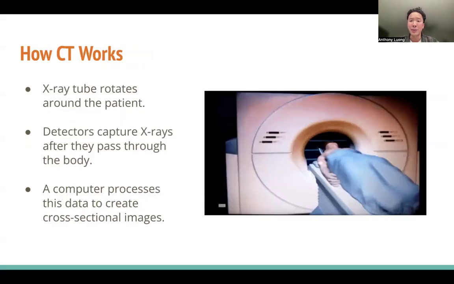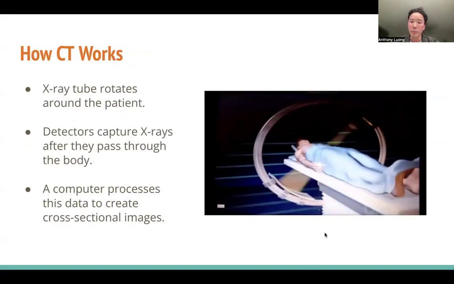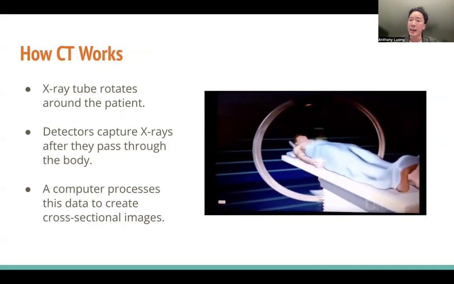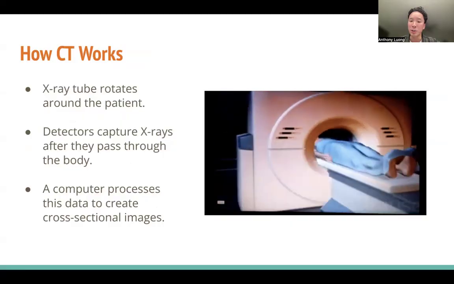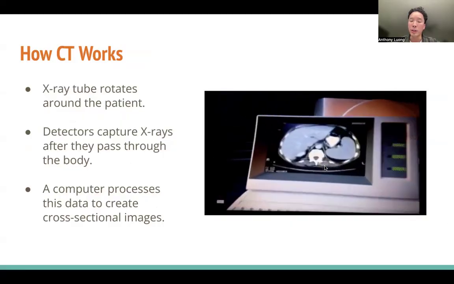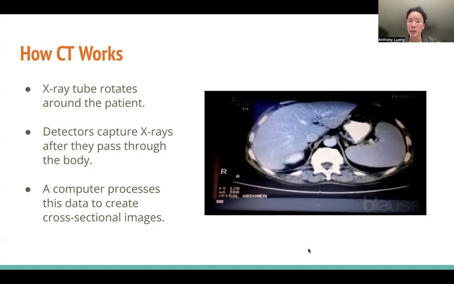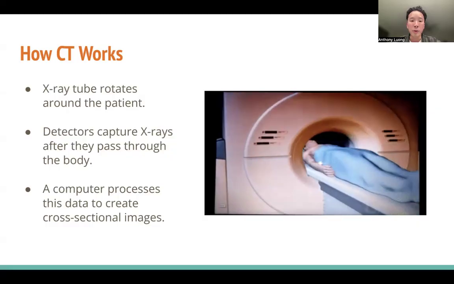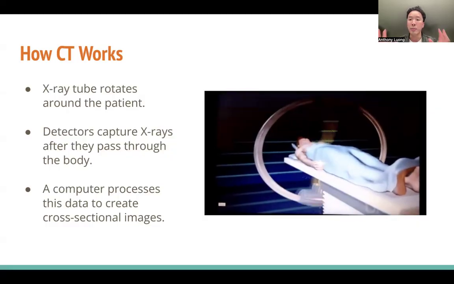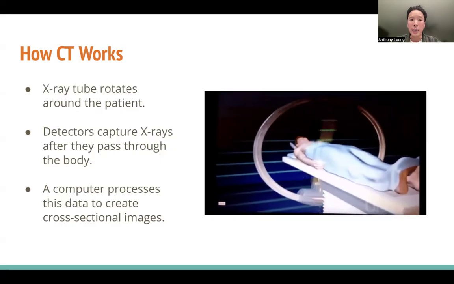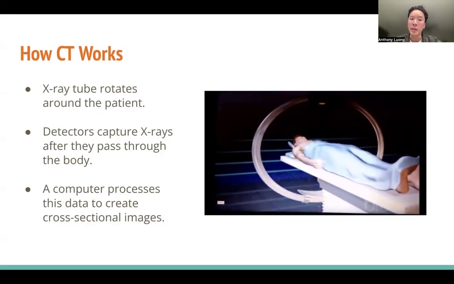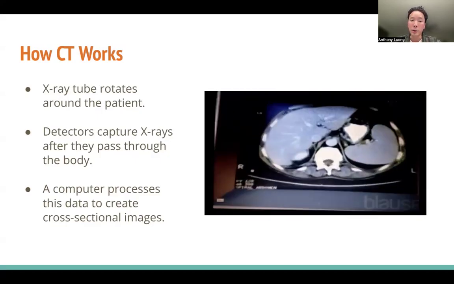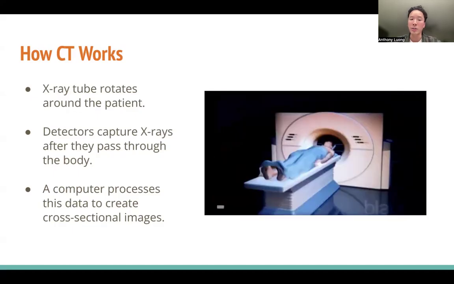So, how does CT even work? Well, if you see on this photo right here, the patient is lying down on the table. Then they go into the big donut, aka the CT scanner. Once it receives its imaging, it goes automatically into the computer for post-processing and visibility for our radiologists to see. In more detail, the X-ray tube rotates around the patient. Detectors capture the X-rays after they pass through the body, and then a computer processes all this data to create cross-sectional imaging.